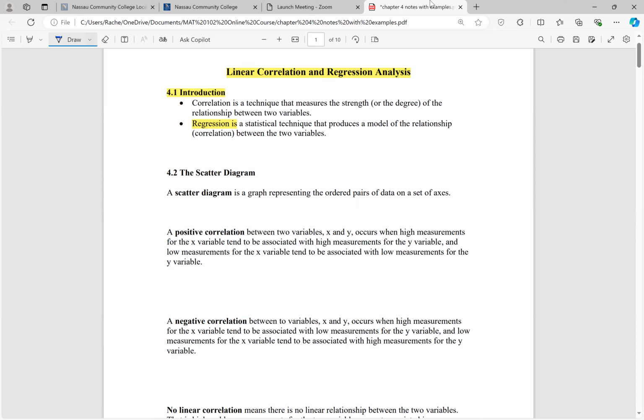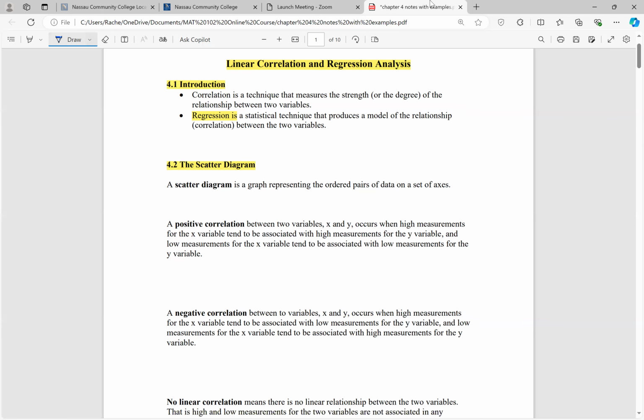So really what I want to do in this lesson is let's talk about scatter diagrams. And some of you are familiar with scatter diagrams. So a scatter diagram is just a graph that represents the ordered pairs of data on a set of axes. So if we have a set of ordered pairs and we plot them, we have a scatter diagram.